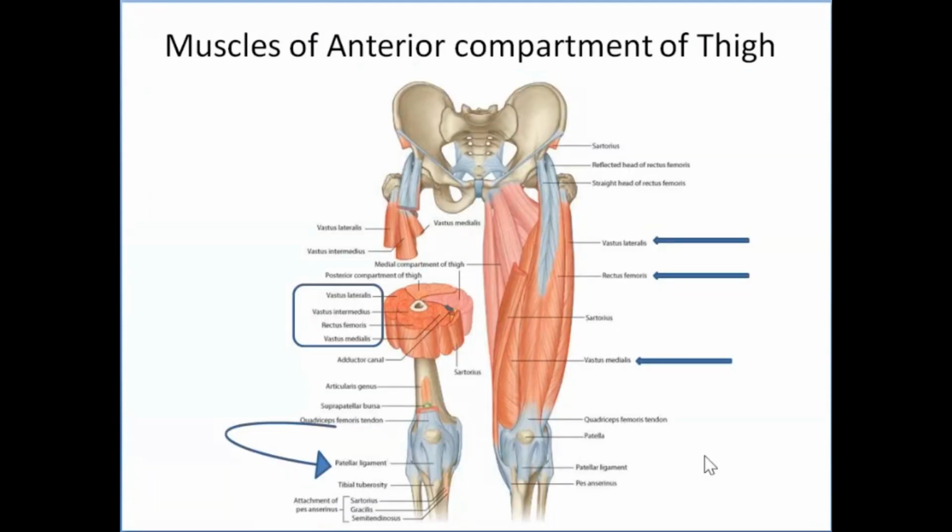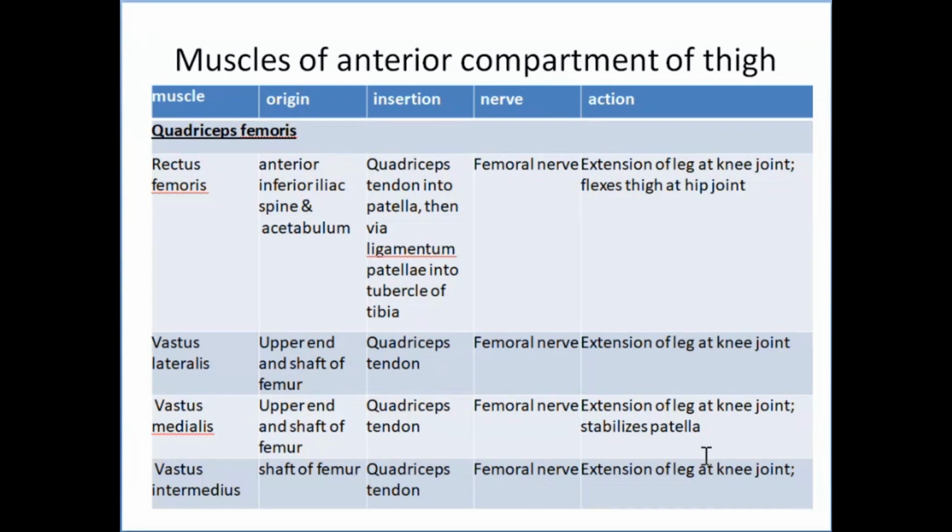Now we have the quadriceps. So what are the 4 muscles included in quadriceps? The first is the rectus femoris, okay, vastus lateralis, vastus medialis, and vastus intermedius. It means we have 3 vasti and 1 rectus femoris. So these 3 vasti, they will take origin from the shaft of the femur.